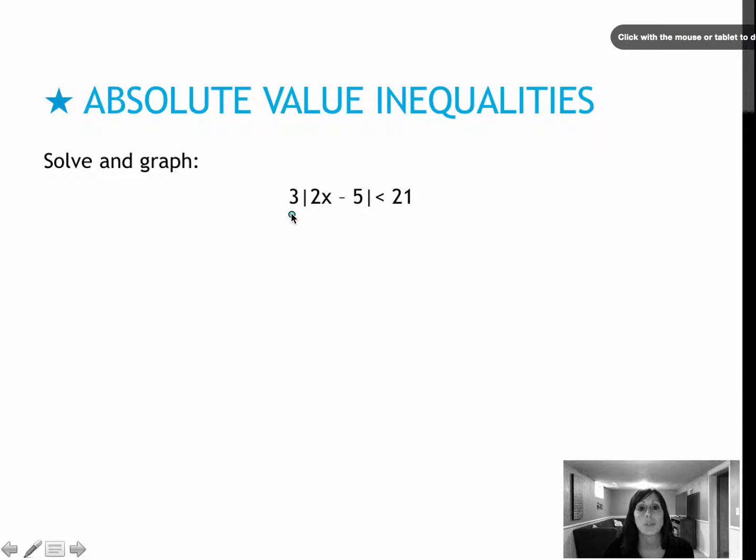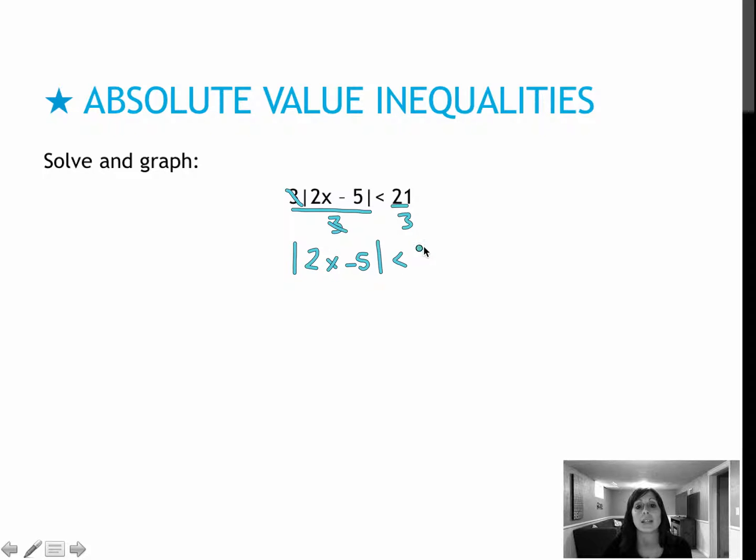The first thing I'm going to do here is divide each side by 3 because I want the absolute value alone. So that gives me 2x minus 5, still in the absolute value, is less than 7. So this is when I check my inequality, and it is a less than. So I am going to write it as -7 is less than 2x minus 5 is less than 7. Now again, notice I didn't take it out of the absolute value brackets until I wrote it twice, or wrote it as a compound inequality in this way.